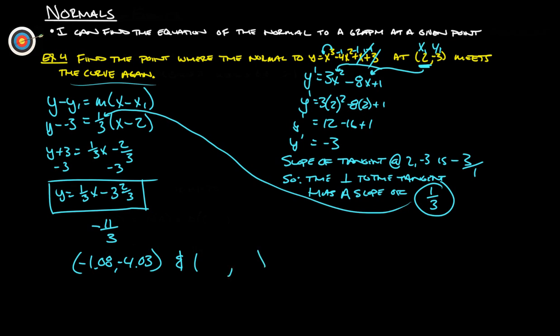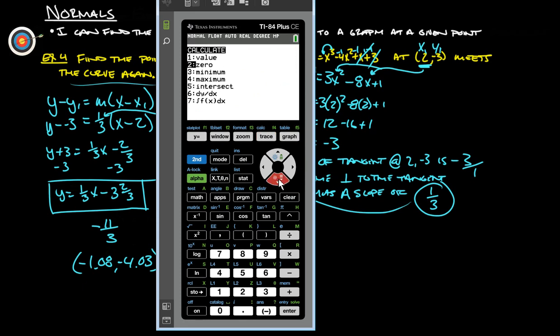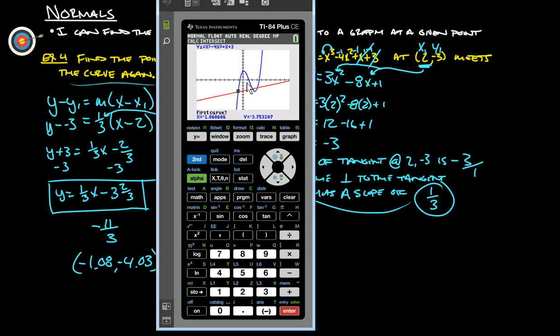Let's figure out what that one is. So we can do the same thing. Second trace, which is calculate. Go to number 5 here, push enter. And now we want to find that one. So we just want to scroll this thing over until we get closest to this intersection point. If I do this right here, it's going to give me this intersection point, but I don't want that one. That's the one that we already started with, so I'm going to make sure it's closer to that one.